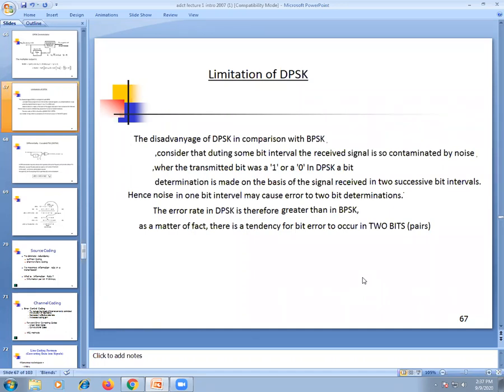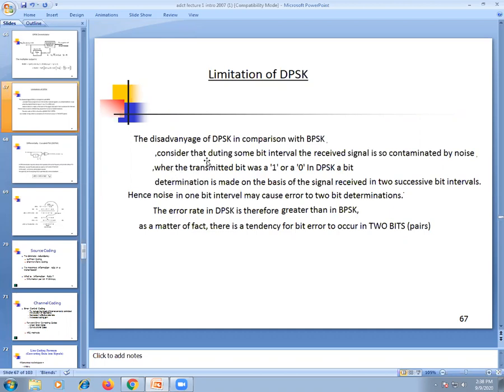Now, there are some limitations of DPSK. The limitations, or disadvantages, of DPSK are seen in comparison with BPSK.